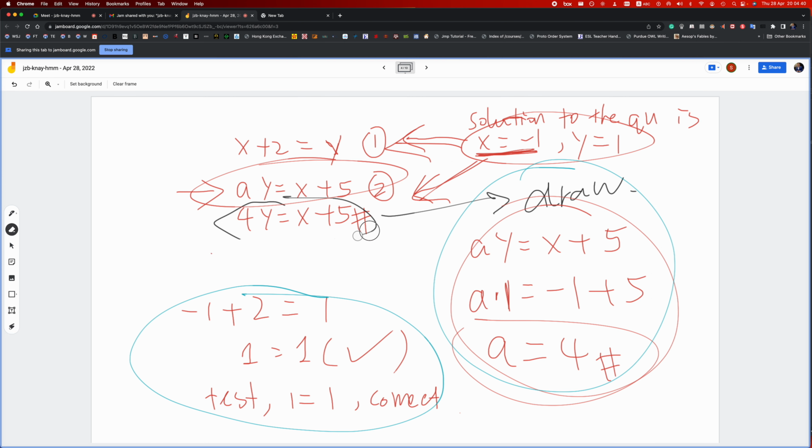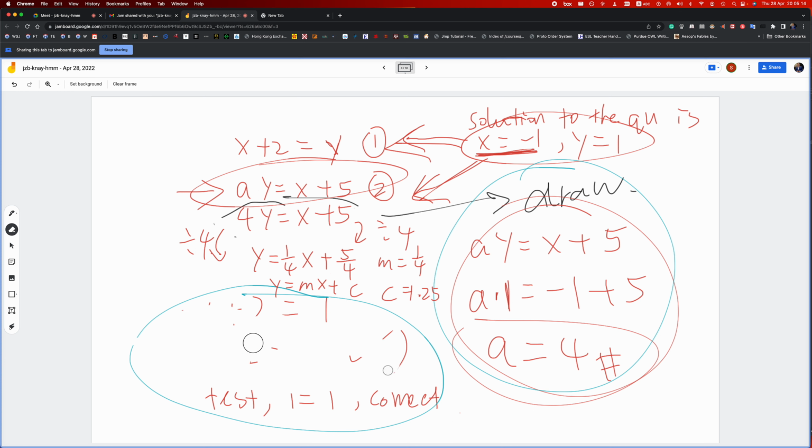Once you get this, then you continue. If they ask you to draw, you should be at slide 4. You need to divide by 4. Why divide by 4? Because you want to get it into the y equals mx plus c format. Once you get into this format, your gradient is 1/4, and your c equals 1.25 using your calculator. Then you can start to draw by giving yourself a table. Once you give yourself a table, then you can start to do. So are you clear?